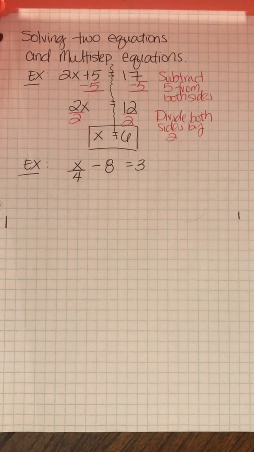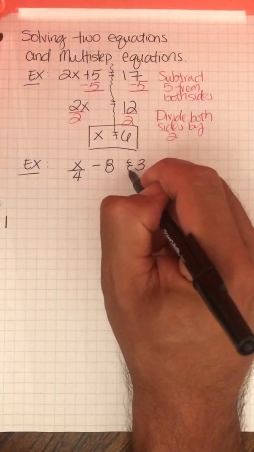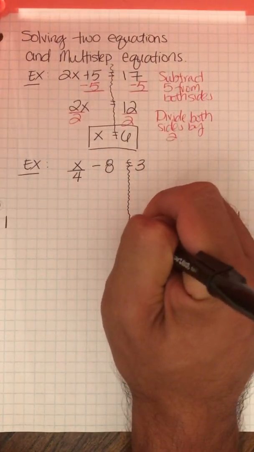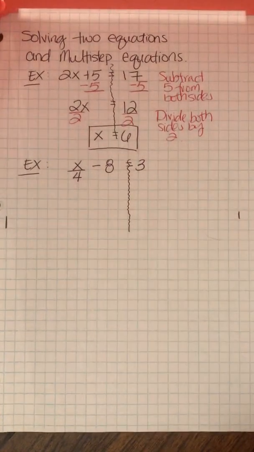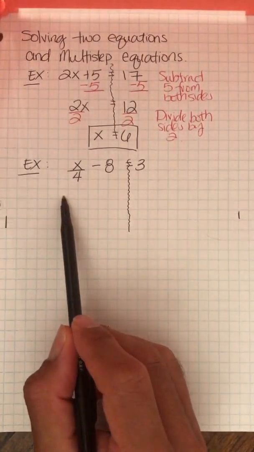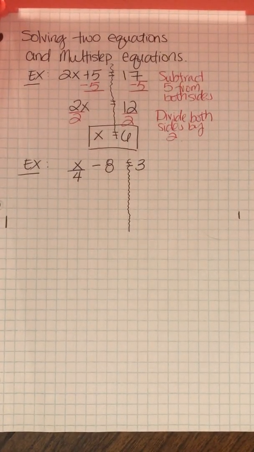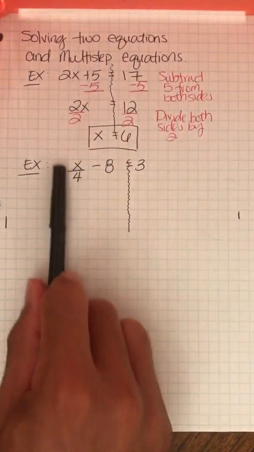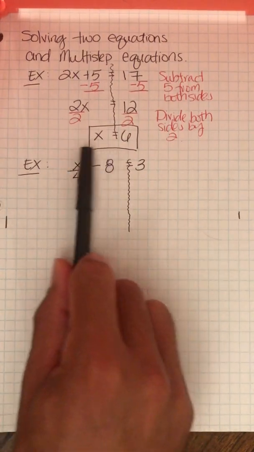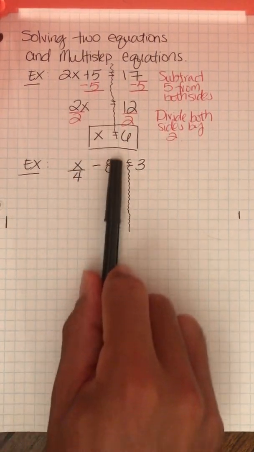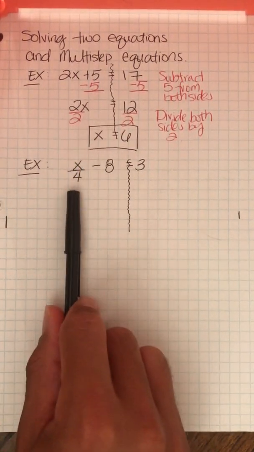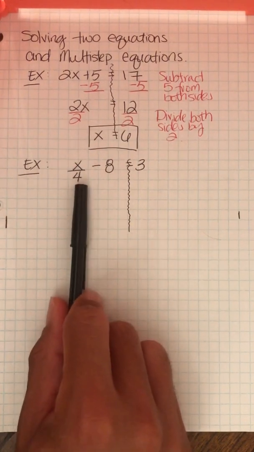Okay. Again, ladies and gentlemen, if it helps us out, let's go ahead and draw a little wall or a little line. That way we can tell the left side from the right side. Okay. We're going to focus our attention to the side where the variable is at. So we're only focusing our attention to this left side, ladies and gentlemen. Okay. We're going to leave this alone.